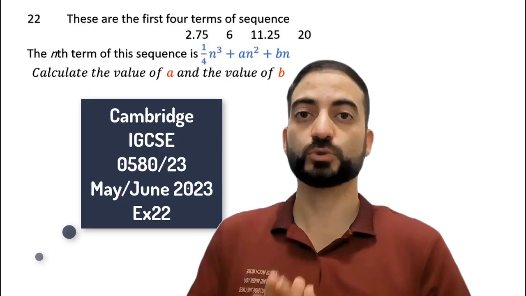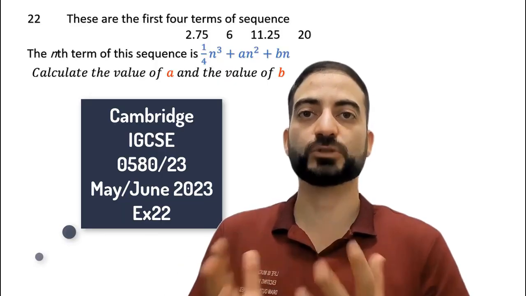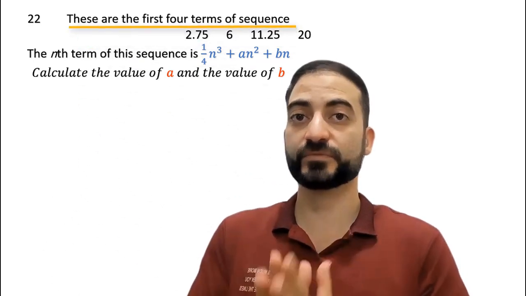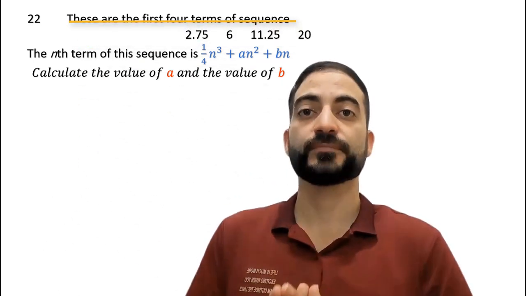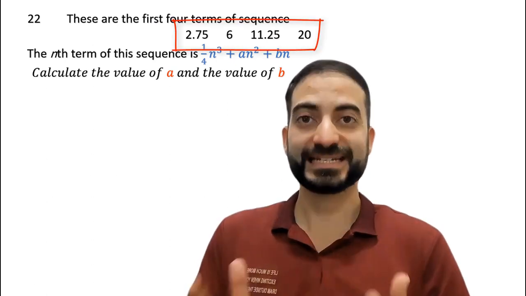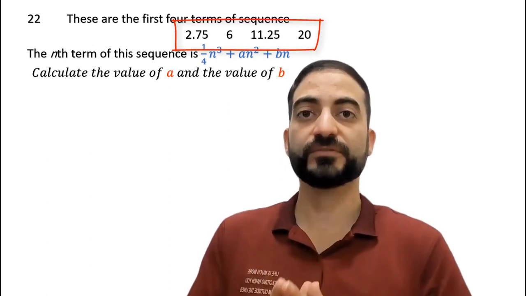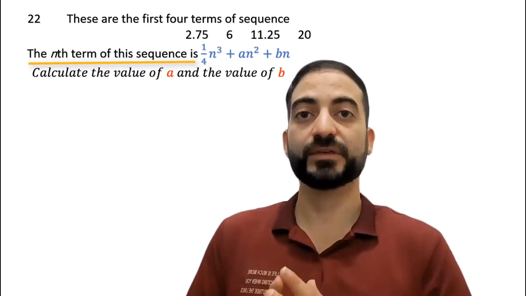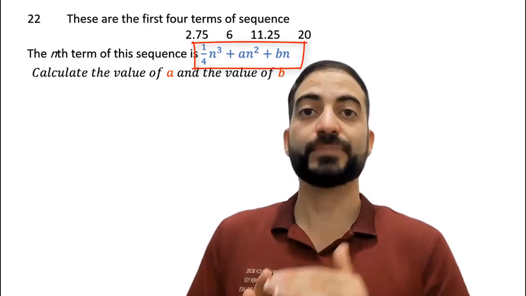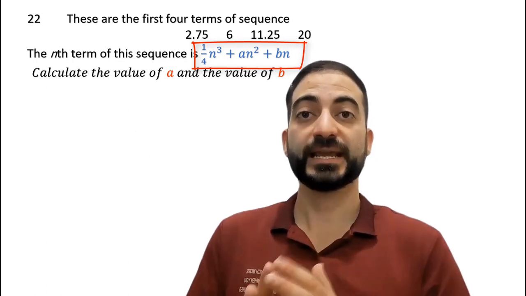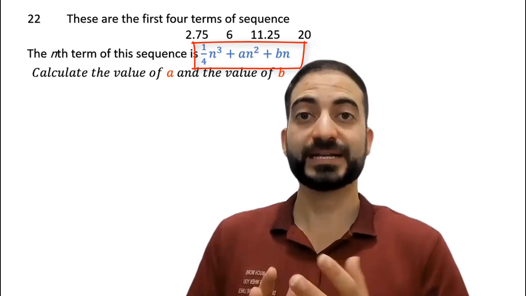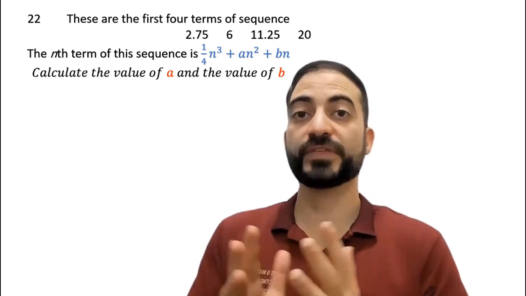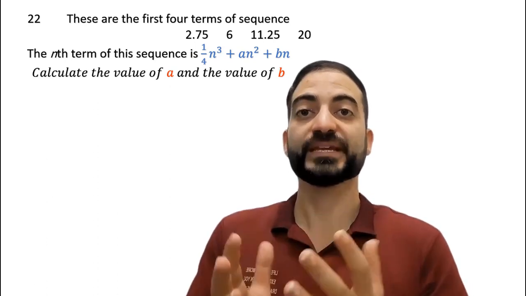We will solve question 22 for the Cambridge IGCSE 2023 competition. This question tells us that these are the first four terms of a sequence: 2.75, 6, 11.25, 20. The nth term of this sequence is 1/4 n³ + a n² + bn. What is required of us? Calculate the value of a and the value of b.